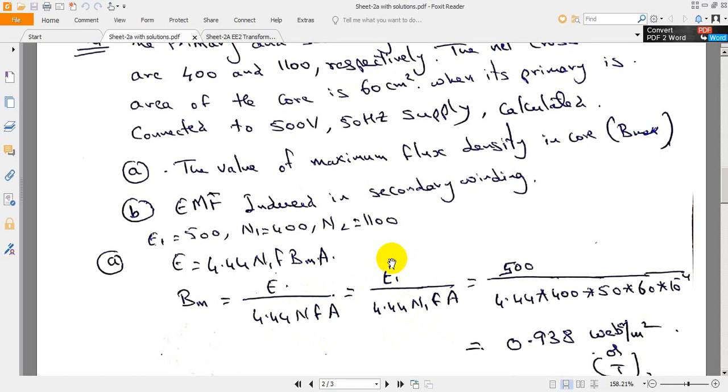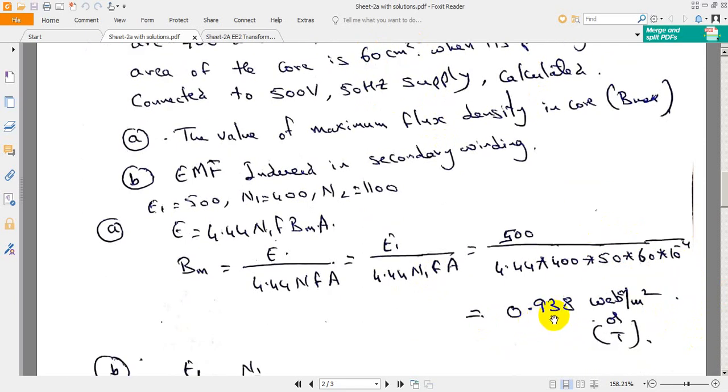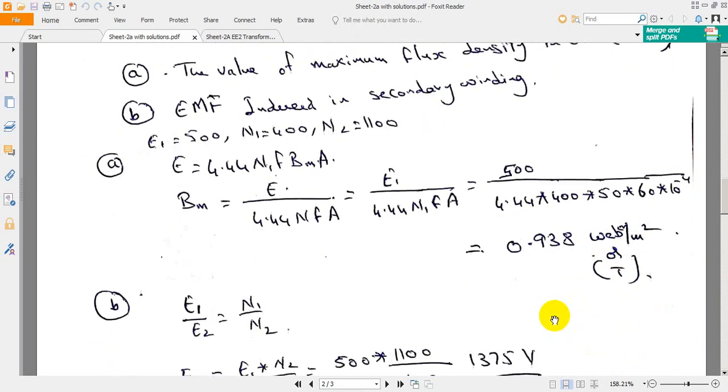As we know the primary voltage value, we will substitute 500 divided by 4.44 into number of turns on the primary into frequency into cross sectional area. Cross sectional area is given as 60 centimeter square. We will convert this 60 centimeter square into meter square by multiplying with 10 to the power of minus 4, which gives 0.938 Weber per meter square, or you can write the units as Tesla.